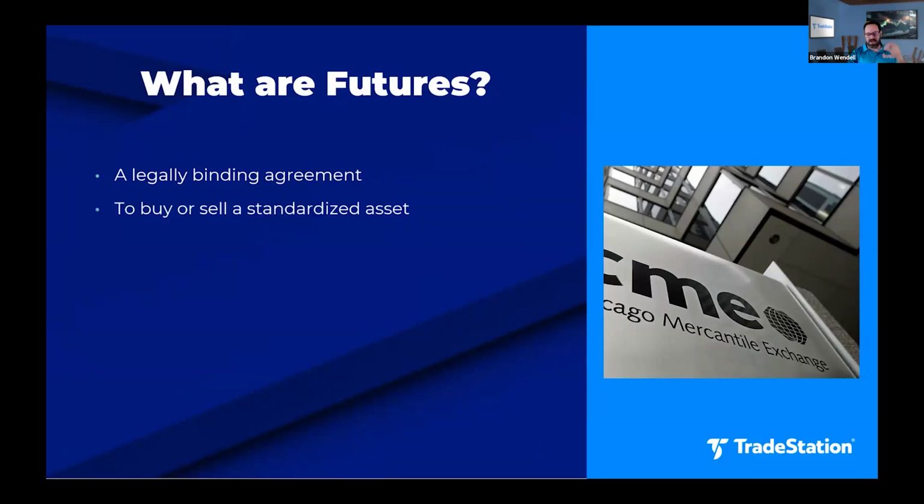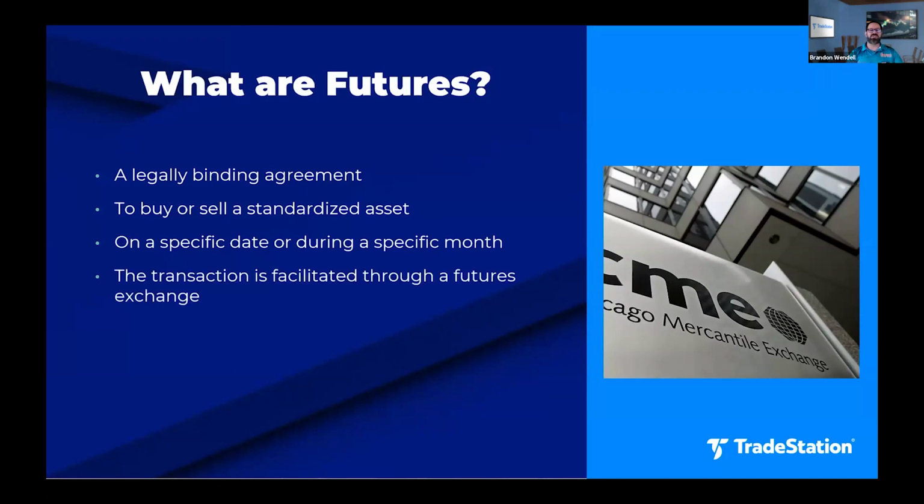But these are futures contracts. You maybe heard me say that before. And it's simply a legal contract. Now, you don't actually sign the contract. You sign documents for your account, but you're entering into a contract to either buy or sell an asset on a specific date, during a specific month. It's got to have an expiration, when it's going to be delivered. And this transaction is facilitated through an exchange. The largest and most popular exchange in the world is probably the Chicago Mercantile Exchange.